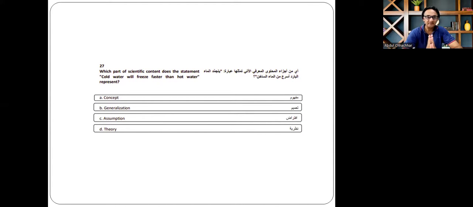The purpose of mentioning this question is that you have to be very clear that they might ask you a kind of statement, concept or theory about that. So you have to be very clear about what a general statement, assumption, theory and concept are. If you know these terms, you can easily answer the question. Cold water will freeze faster than hot water. Of course, this is not a theory, and it is not an assumption, that's not true. And also this is not a concept. So this is a general statement.